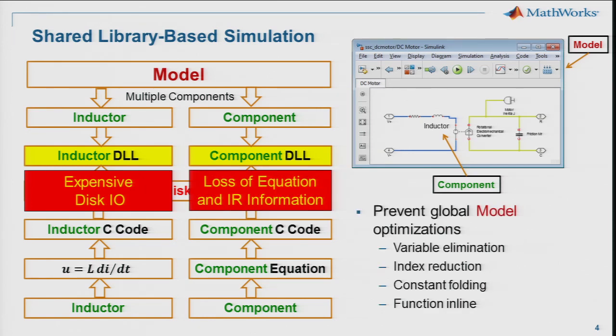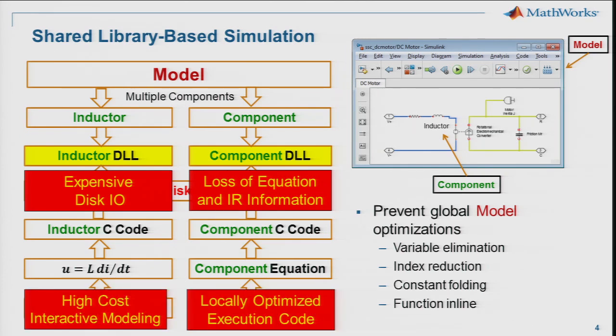What's more important, both the equation info and error info used to generate the execution code are lost. So this prevents global model optimizations, such as variable elimination, index reduction, and so forth, leading to locally optimized execution code and high-cost interactive modeling.